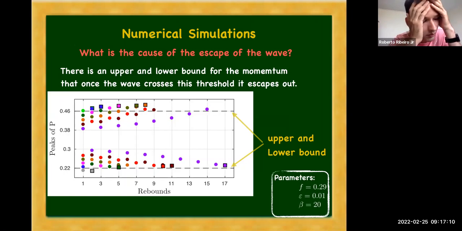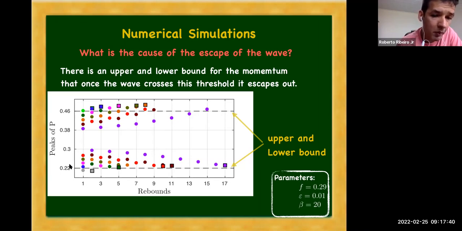So the main question that arises is: what is the cause of the escape of the wave? In order to try to answer this question, we consider the following. Let me explain this figure here. It is a bit hard to understand this figure. Here I'm plotting the peak of the momentum, P.